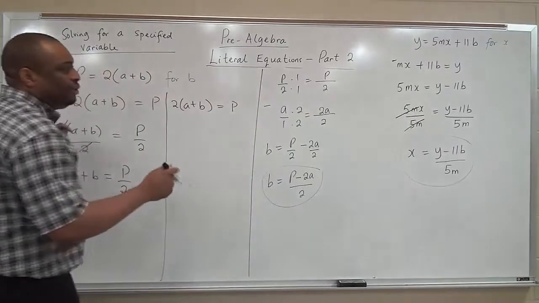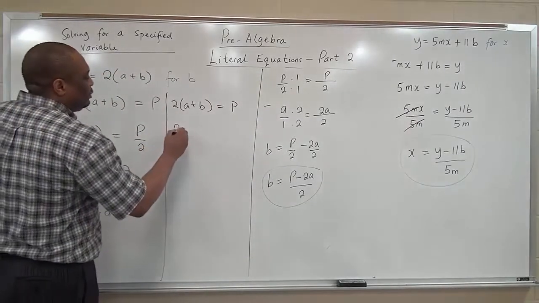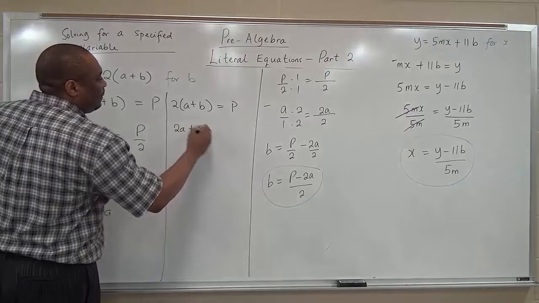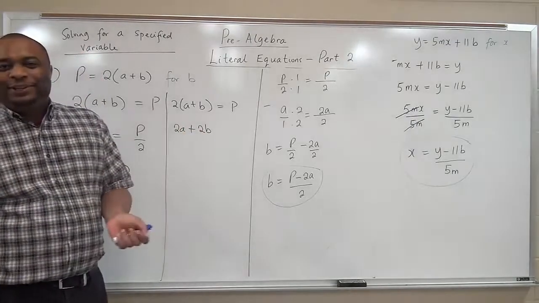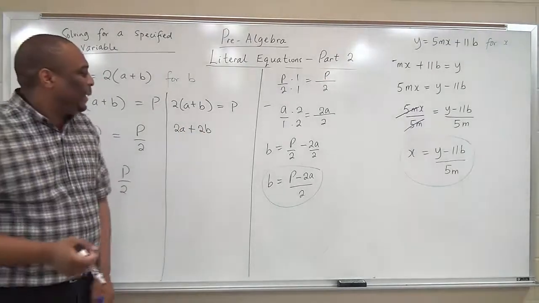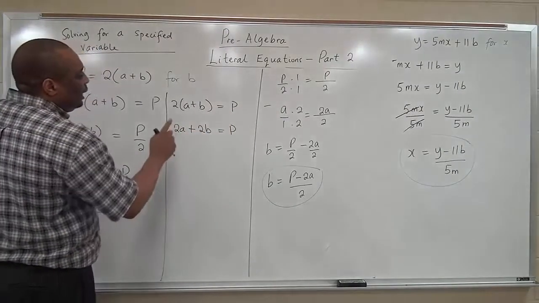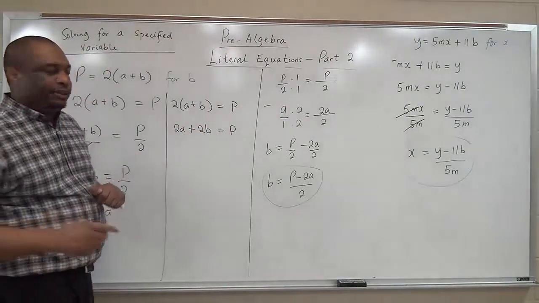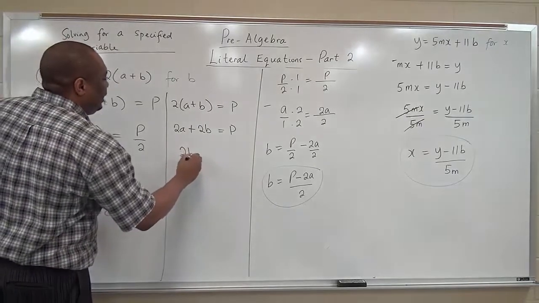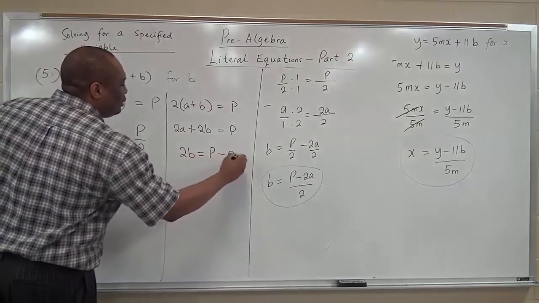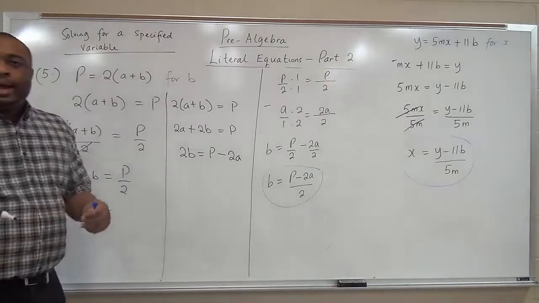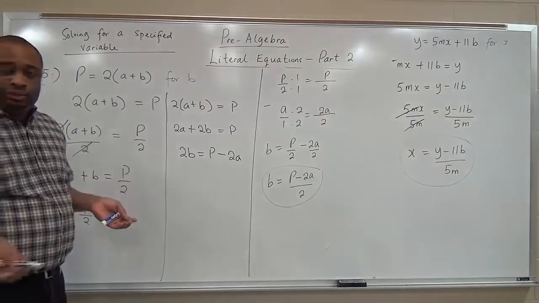So if you choose to distribute, you now have that 2a plus 2b. That means you have to view the videos on distributive property. 2a plus 2b equal to what? P. You subtract 2a from both sides. You have that 2b is equal to p minus what? 2a. And then you divide both sides by 2.